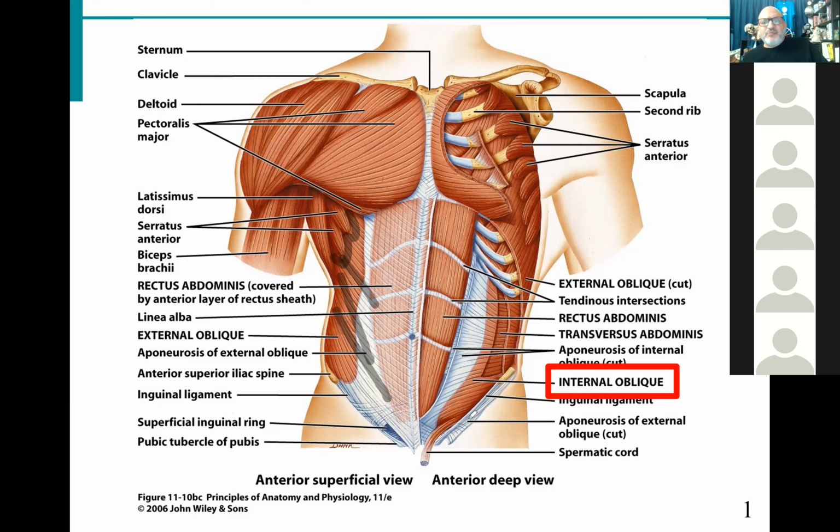Notice on this side, they've peeled it away. So here we have the internal oblique that only goes up to the ribs and its fascicles are going down and out. And then deep, we have those transversus abdominis.